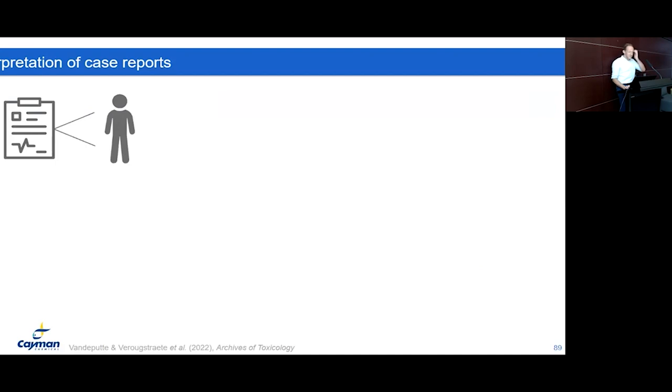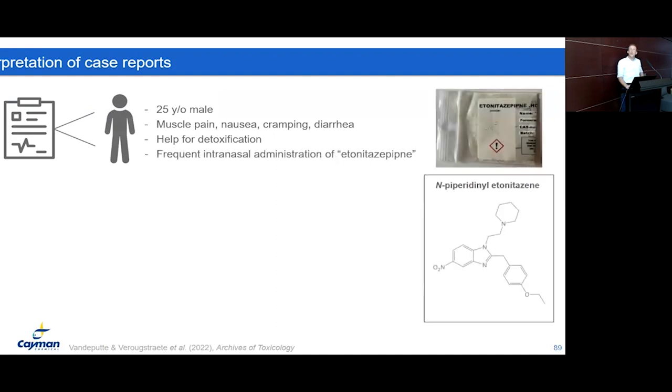We had in Ghent, Ghent University Hospital, someone presented with muscle pain, nausea, cramping, and diarrhea. He wasn't presented to the hospital. Actually, he was presented to his general practitioner. But the sample then was sent to the hospital, and he sought help for detoxification. And he said, "I'm using a product which is referred to as etunitazepipni or N-piperidinyl etunitazine." So rather than a 5-ring structure, it's a 6-ring structure here. So there are many variations that you can apply.